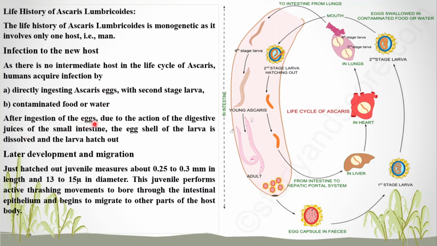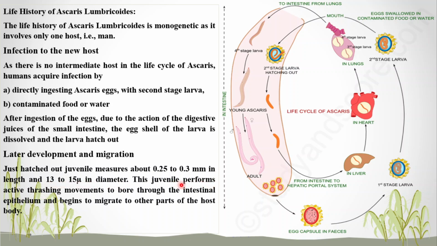After ingestion of the eggs, due to the action of the digestive juices of the small intestine, the eggshell of the larva is dissolved and the larva hatches out. This is the second stage, and the larva hatches out inside the intestinal region of human beings. Later development and migration: how it migrates after hatching from the eggshell. The just hatched juvenile measures about 0.25 to 0.3 millimeter in length and 13 to 15 micron in diameter.